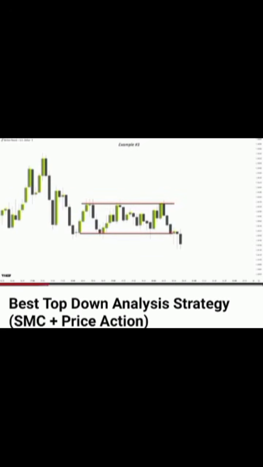If the price breaks below the range, there is a higher chance that it will end up being a failed breakout. If the price returns back inside the range, we can look for long entries aligned with the higher time frame direction.